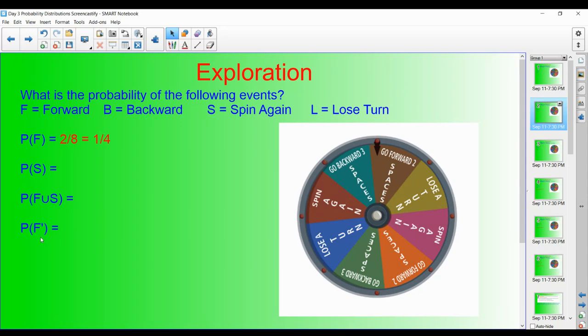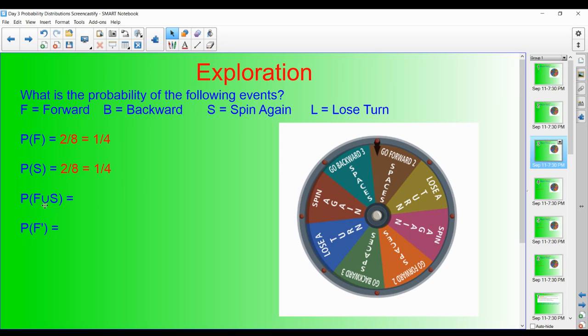So probability of forward, there's two forward spaces. So 2 out of the 8 are forward. So there's 2/8 or 1/4 chance for forward. There's the top one up here, and then there's another one over here. Spin again, there's once again 2 out of the 8, so 1/4.